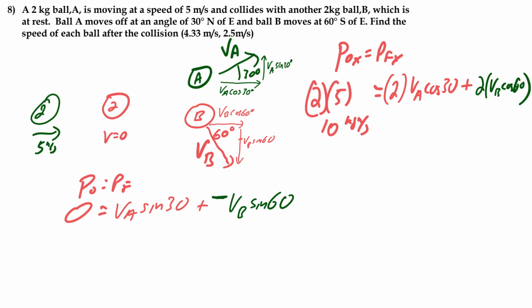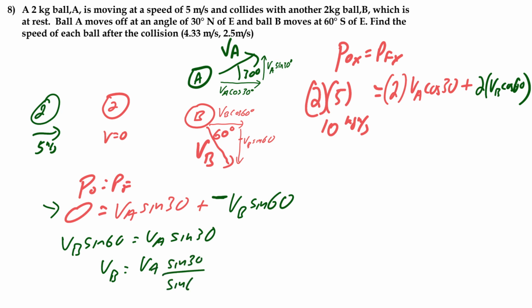Okay, so let's go ahead and do that. This one looks like it's going to be easier to solve and substitute. So in other words, we could write this as VB sine 60 equals VA sine 30, or VB equals VA sine of 30 over sine of 60. Now remember, this is just a number, so I'd recommend just doing the math on that.